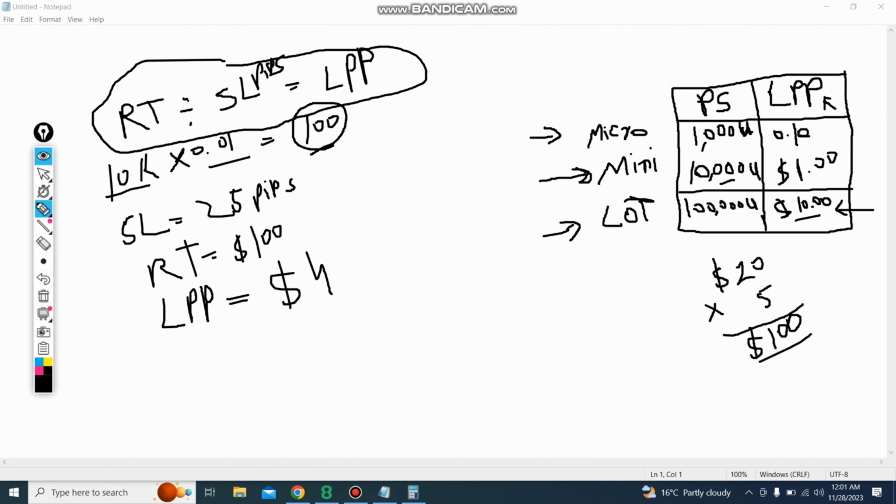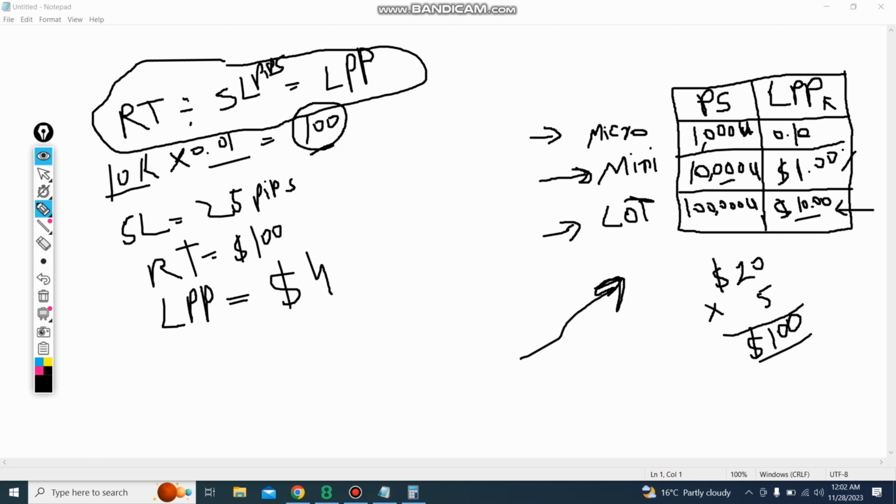Now with this being the case, I want you to look over at our table and tell me what position size you should be using. Remember, we can multiply these position sizes, all of these, by any number. So just by using this simple formula and having this table beside you, you can figure this out in seconds. The only thing you need to do is look over here at LPP and figure out where can I get $4 out of this.